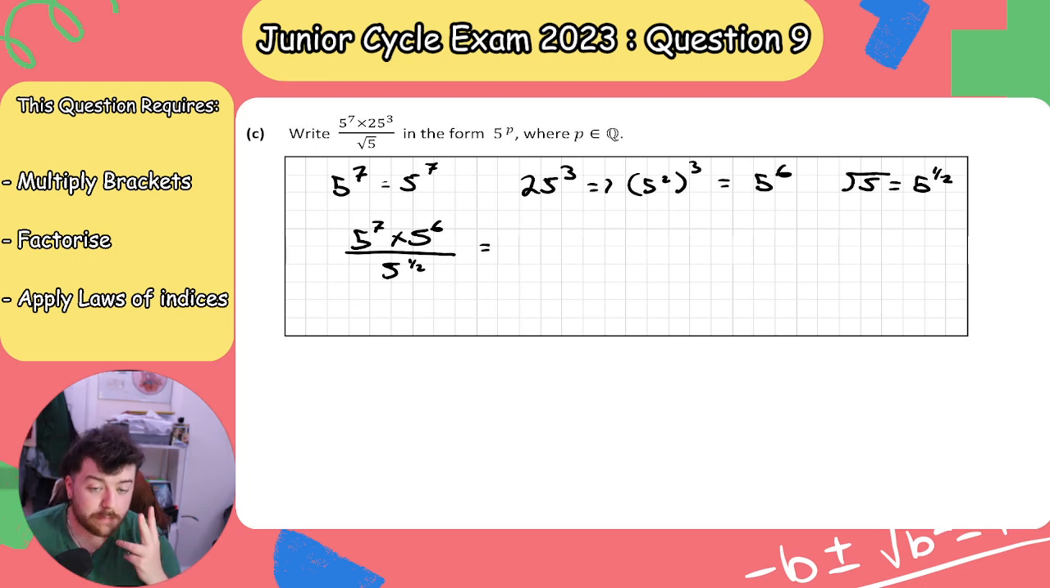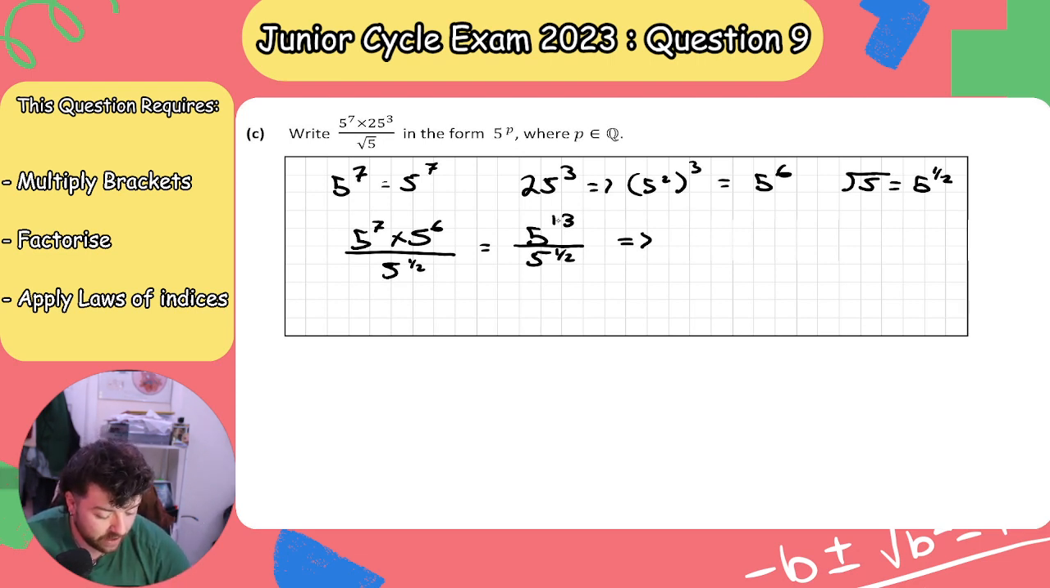So remember, when we're multiplying two numbers in the same base, I add the powers. 5 to the 7 times 5 to the 6 is equal to 5 to the power of 7 plus 6, which is 13, all over 5 to the power of a half. And then if I'm dividing two numbers in the same base, I subtract the powers. So that's going to be 5 to the power of 13 minus a half. It's going to be 5 to the power of 12 and a half, or 5 to the power of 12.5.